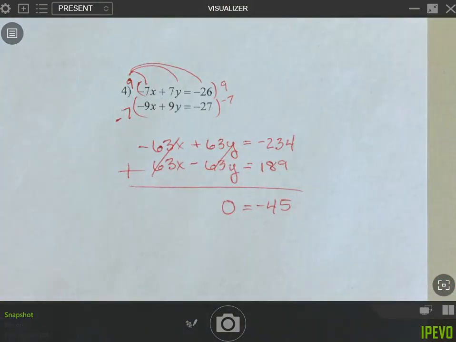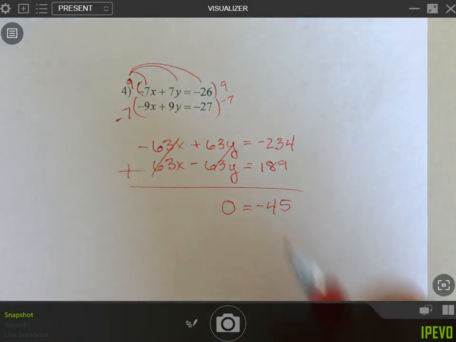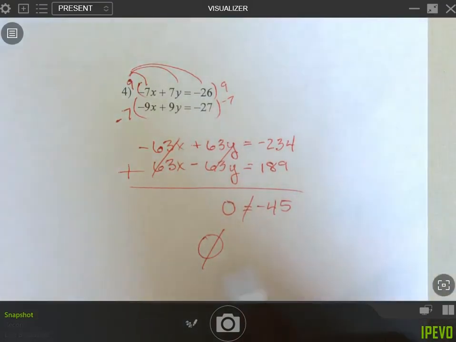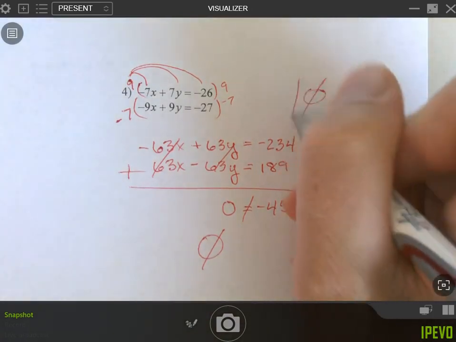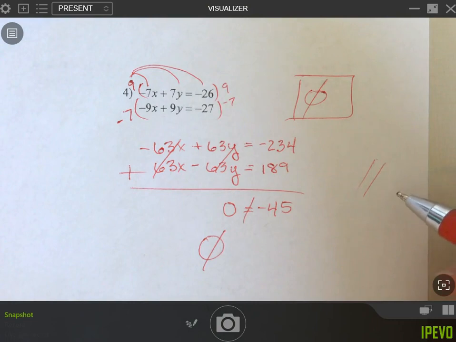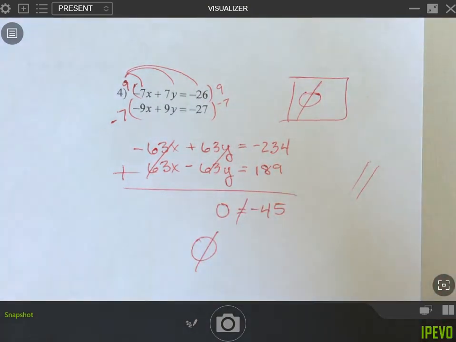So my variable's gone. It's a special case. Is this ever going to be true? No. So that's not true. So we'd have, you can write out no solution or do the null set. If you were graphing, these would be those parallel lines that never intersect, where if you have one solution, it's where those 2 lines intersect. All right, that's your quick reminder of elimination.